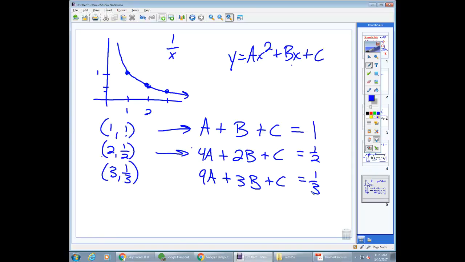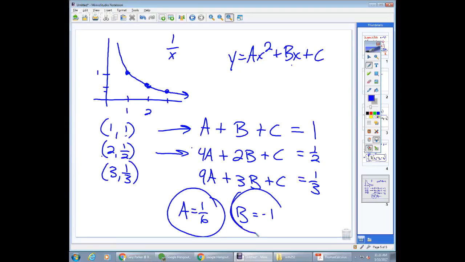And if you solve that system, I played around with it this morning, I came up with a has to be 1/6, b has to be -1, and c has to be 11/6. So you could use whatever method, substitution, elimination, or just plug it into one of those matrix solvers we used for the partial fractions, and you get those coefficients.